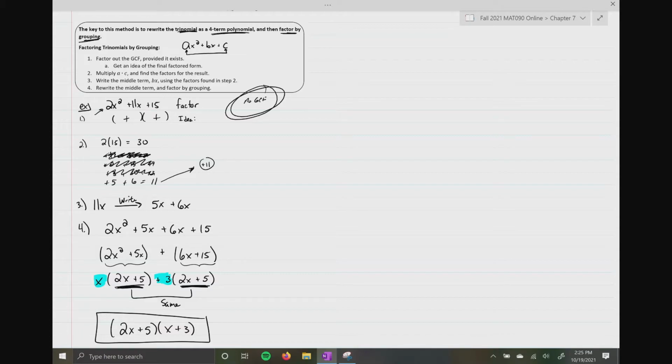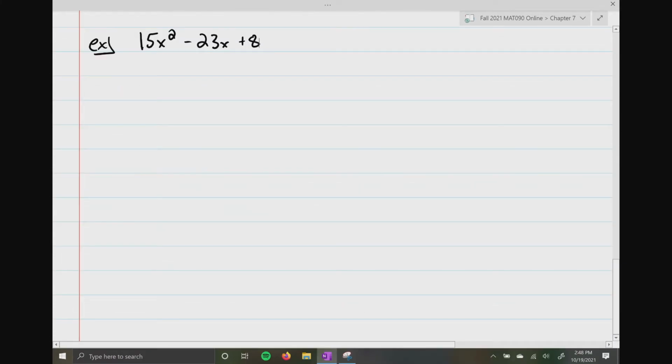Now what I'm going to do is just a bunch of examples. I think we're good. I just need to do examples now. So here's the second example: 15x squared minus 23x plus 8. So step 1, GCF. Well, I'm just going to tell you there is no GCF. Please check just to make sure I'm correct. Now, 1a is get that idea of what the final answer is going to look like. So I just put parentheses. I copy down the first sign. And I know the second sign has to be negative because my result is a positive number.